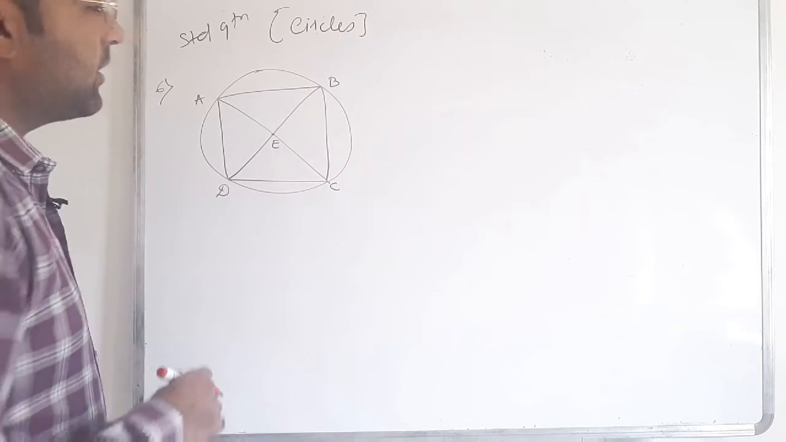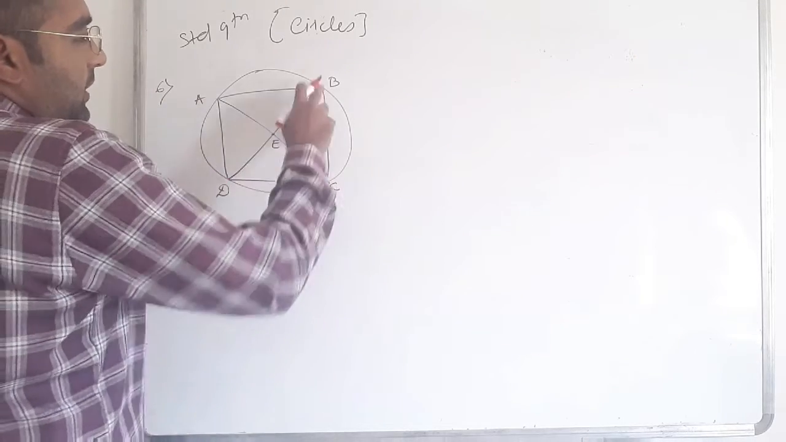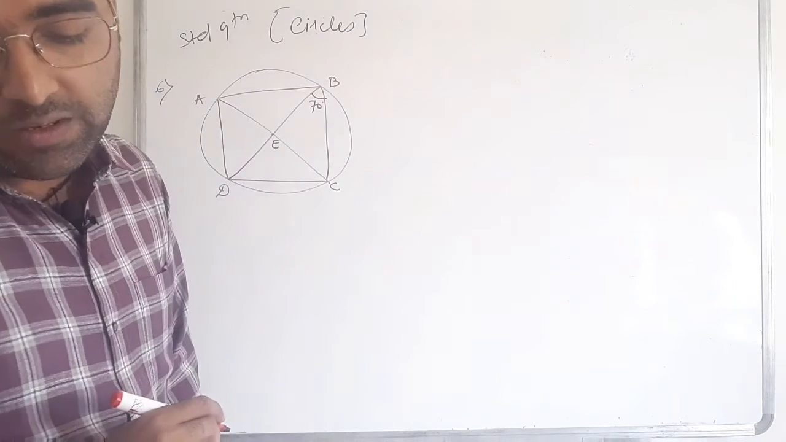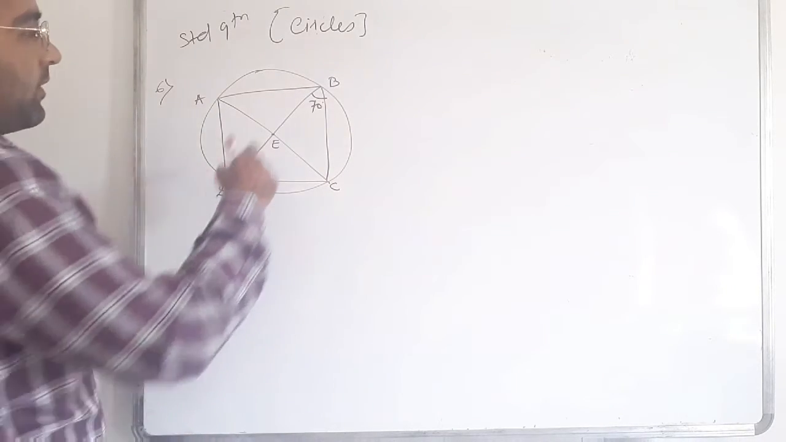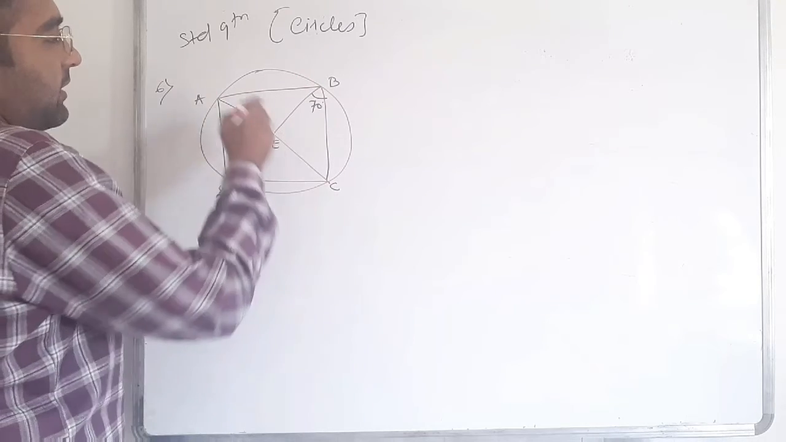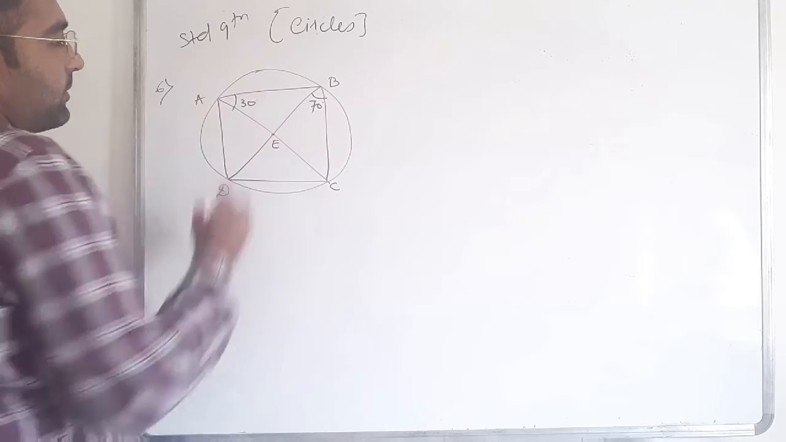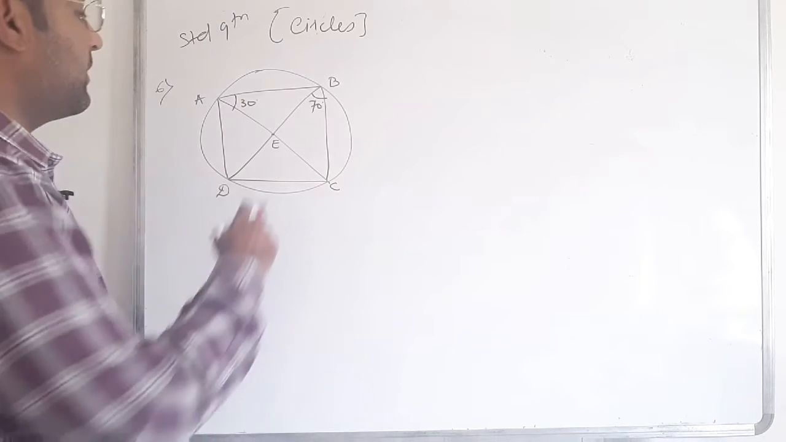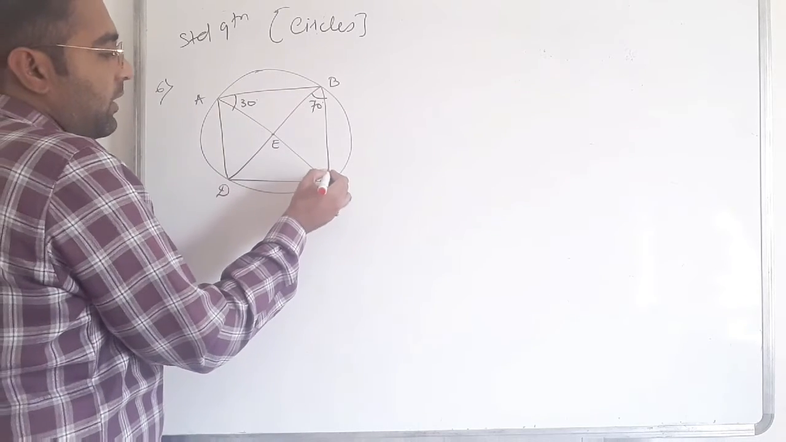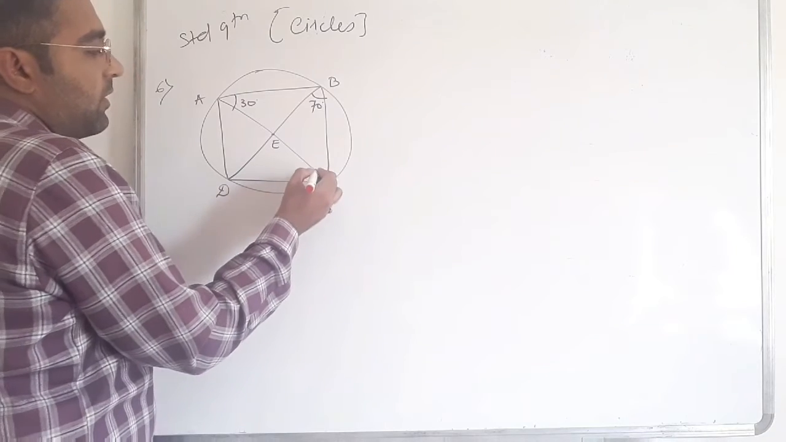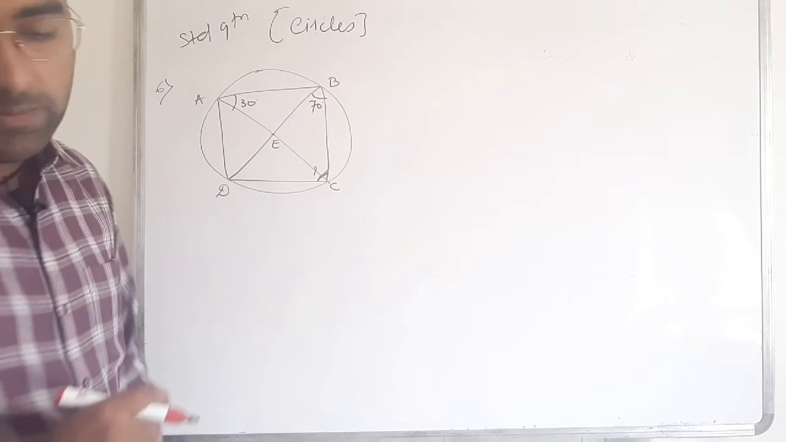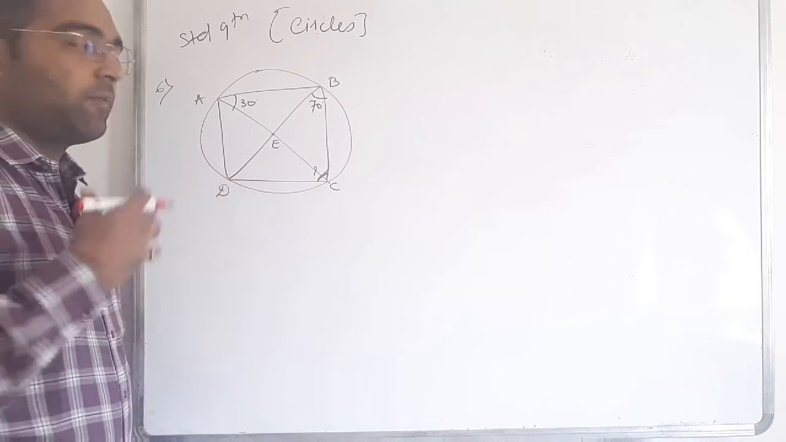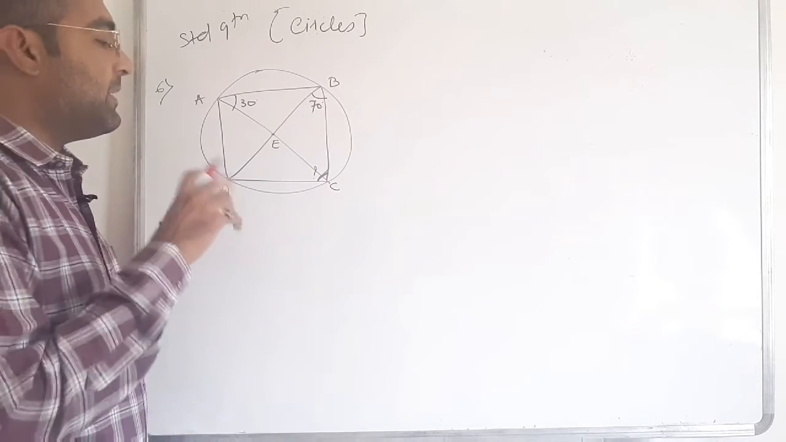If angle DBC is equal to 70 degrees and angle BAC is equal to 30 degrees, we need to find BCD, the whole angle. And further, AB is equal to BC. That's a further thing. So first of all we have to find the BCD.